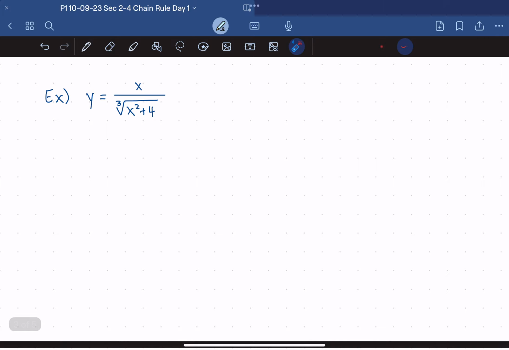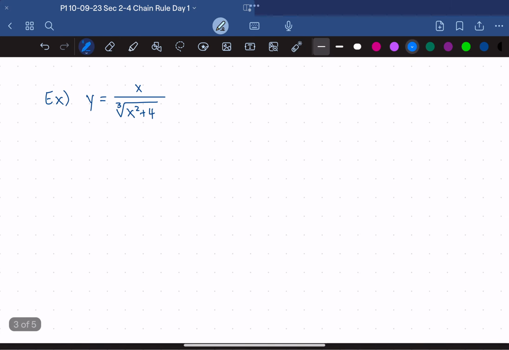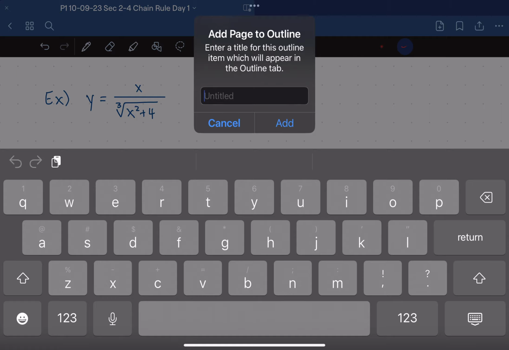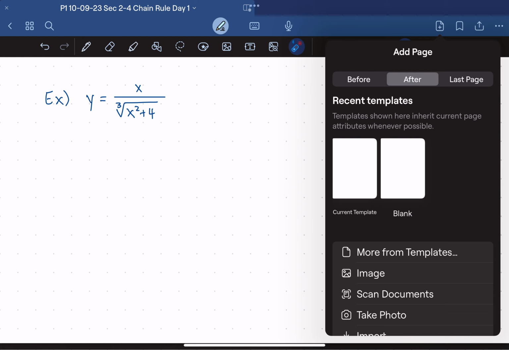Okay, so now let's try this one. I may need a new page. I don't know if it's going to fit. This one's kind of ugly because, oh my goodness, we've got quotient rule, and inside quotient rule, we're going to have chain rule. I'm going to go ahead and actually, we're going to add a page. No, I don't want to do that. That's what I want to do.